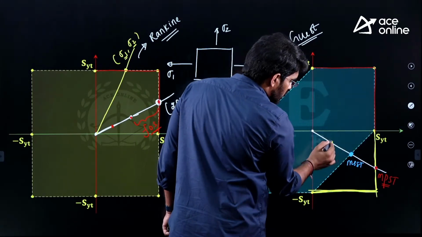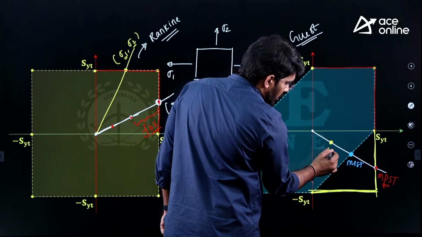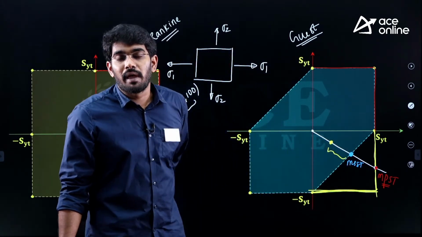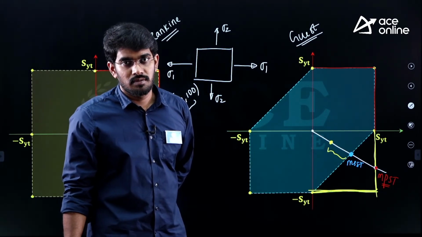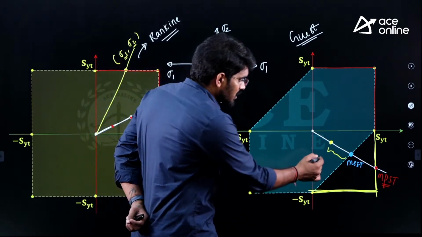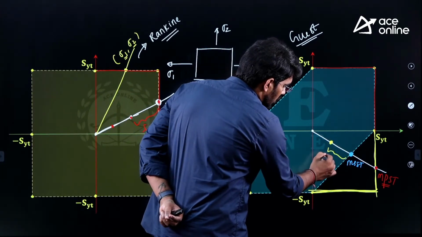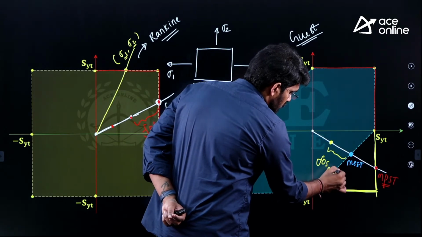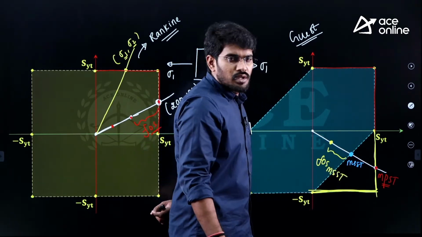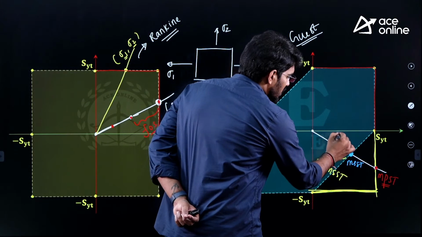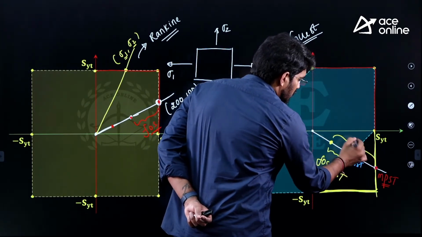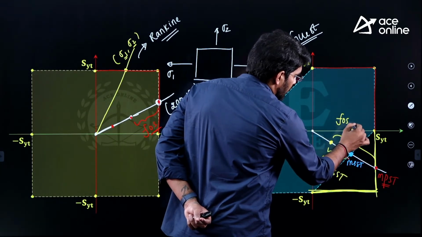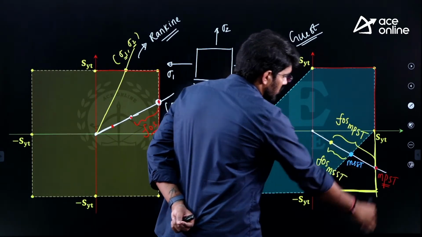The point of operation here is very close to the failure stress considered by maximum shear stress theory, which means this is the factor of safety that we have according to maximum shear stress theory. Whereas, the safety that we have according to maximum principal stress theory is this. This is the safety according to maximum principal stress theory.